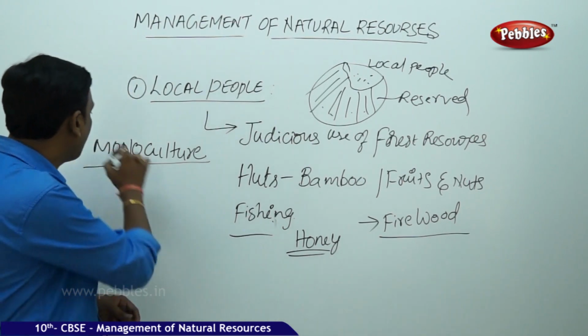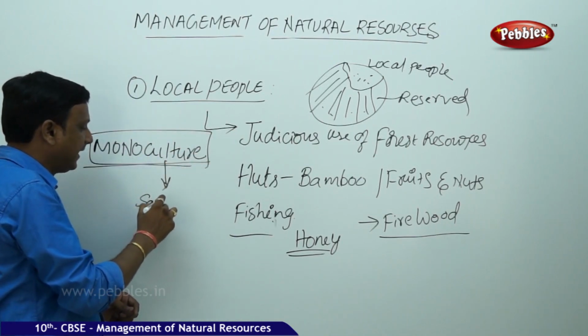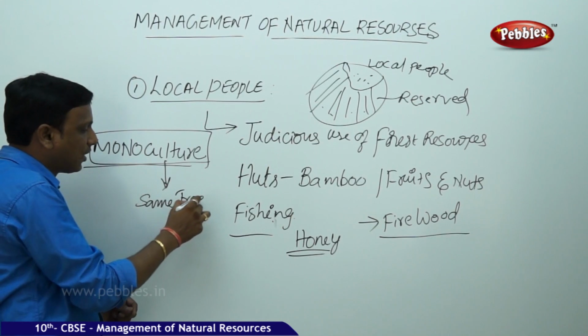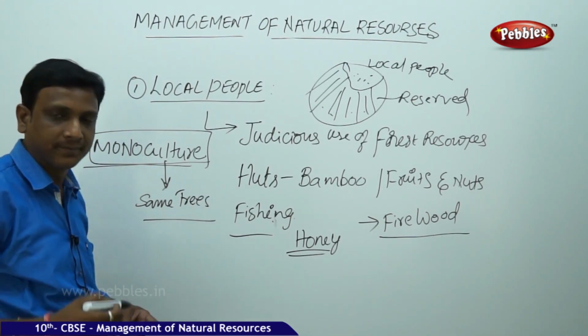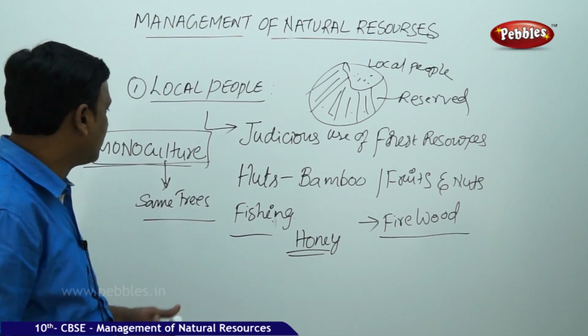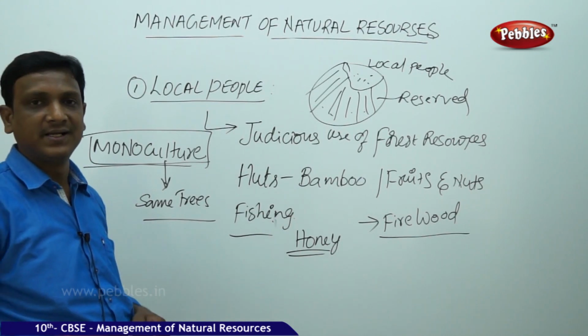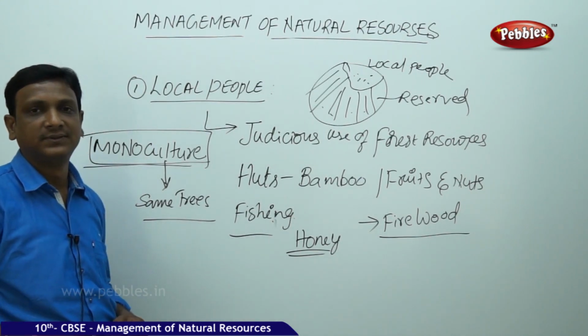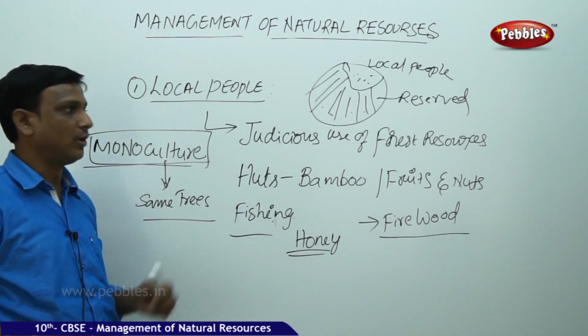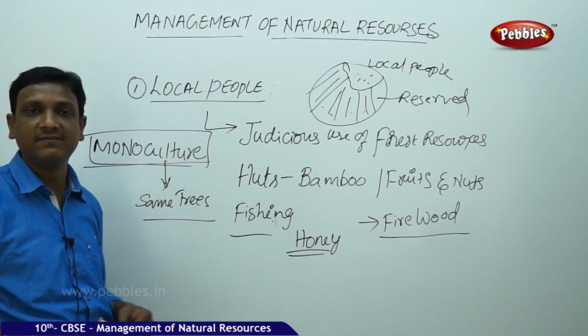So that led to monoculture, growing similar kind of trees, the same trees. The trees that have good commercial value are grown there. So what happened here? It led to over-exploitation of the forest land, and it leads to the loss of diversity. Loss of diversity leads to loss of ecological stability. That point we have learnt here.